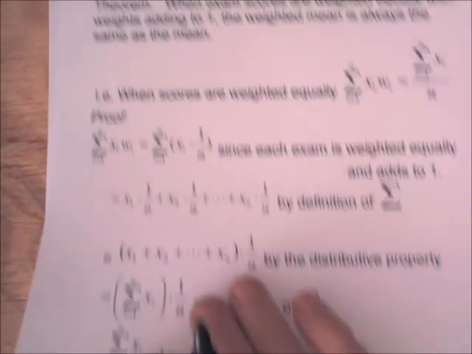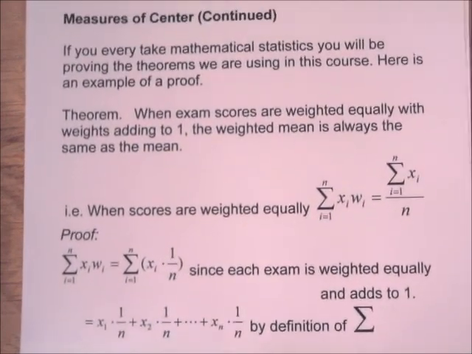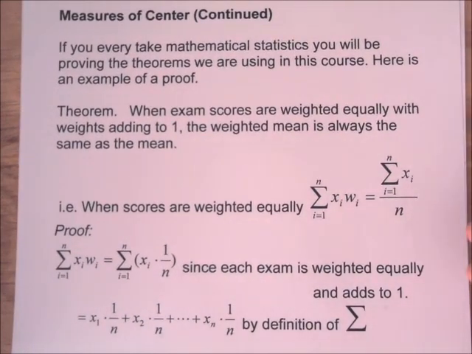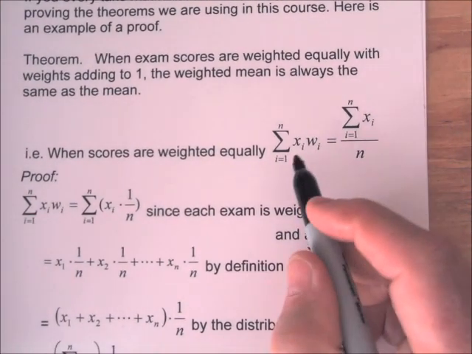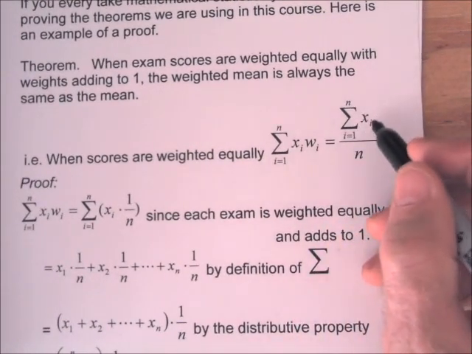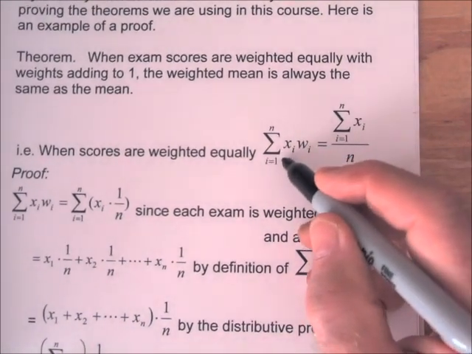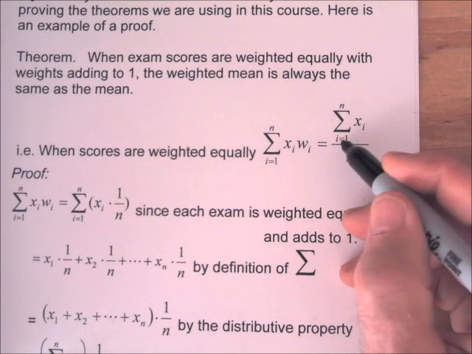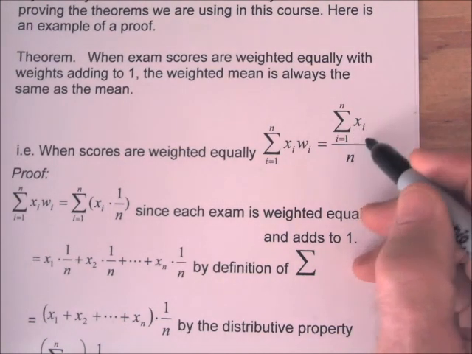Okay, the last thing I want to do is a proof. We're not going to do a lot with proofs here, we'll do a little bit with proofs. If you take a course in mathematical statistics, you'll see a lot more proofs. The theorem I want to prove is that if the exam scores are weighted equally, then the weighted mean is the same as the regular mean. So algebraically, that means the summation as i goes from 1 to n of xi wi is the same as the summation as i goes from 1 to n of xi all over n.